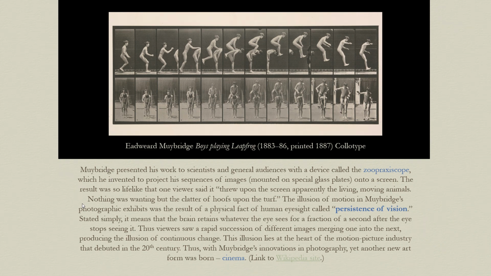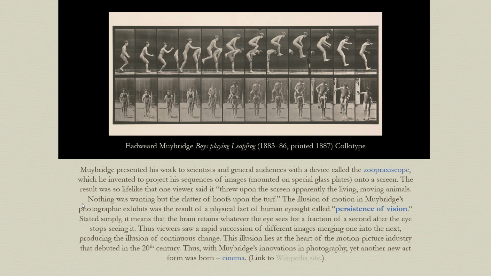So the illusion of motion in Muybridge's photographic exhibits was the result of a physical fact of human eyesight called the persistence of vision. Stated simply, it means that the brain retains whatever the eye sees for a fraction of a second after the eye stops seeing it. Thus, viewers saw a rapid succession of different images merging one into the next, producing the illusion of continuous change.